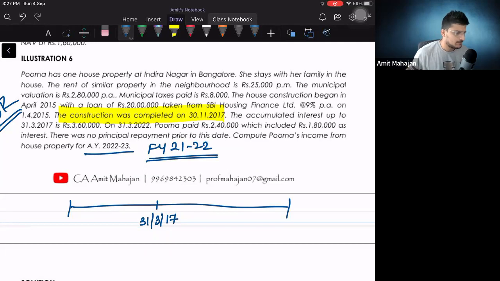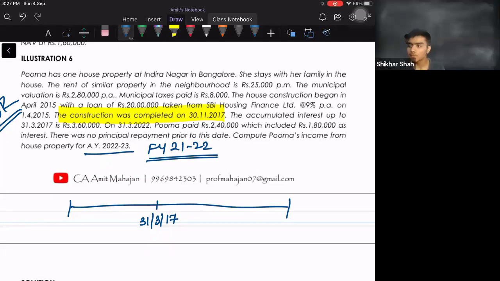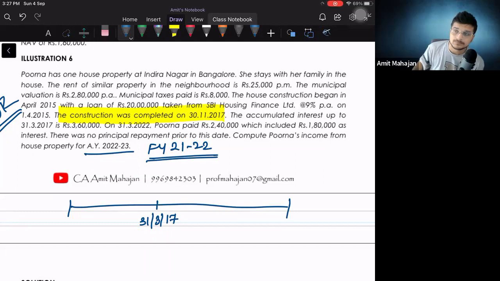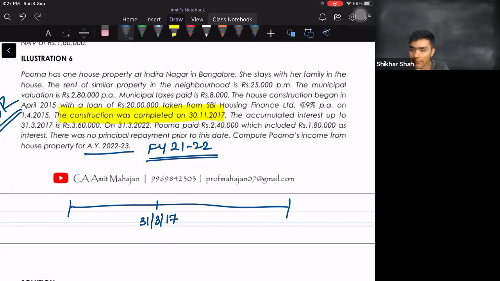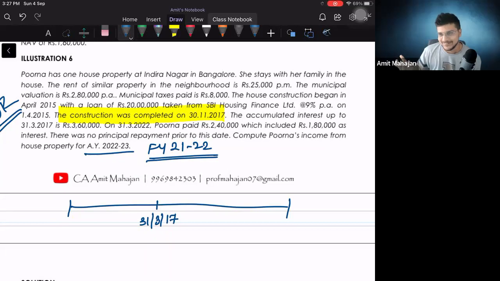Okay, perfect. What are you saying? It's given in the question also after this accumulate. Oh yeah, exactly. I was checking whether you can see it. So pre-construction interest is given as 3,60,000. Here you should not go wrong. So 3,60,000 is the pre-construction interest.